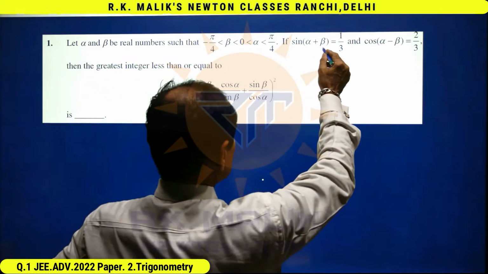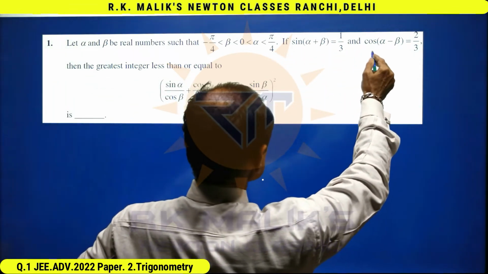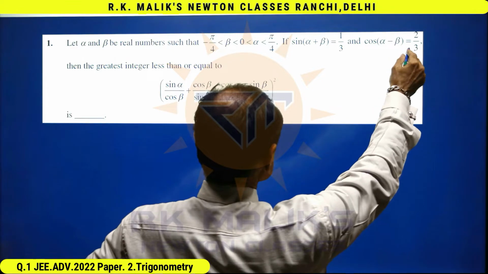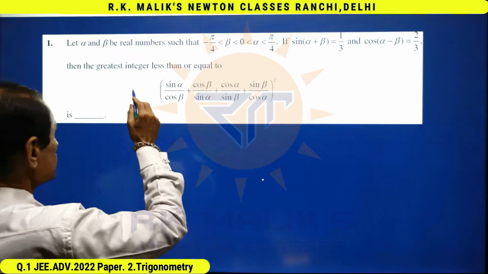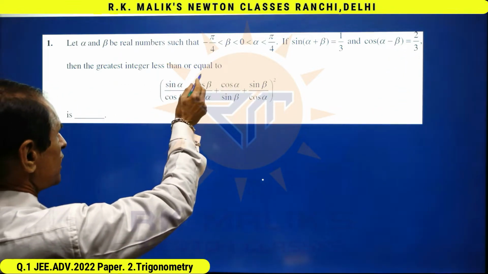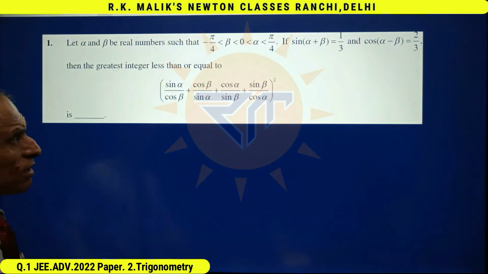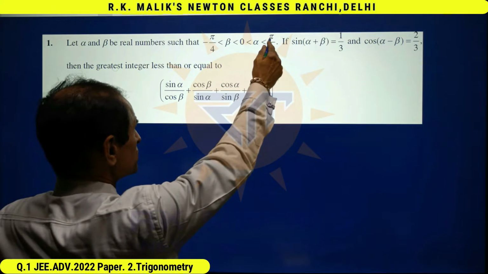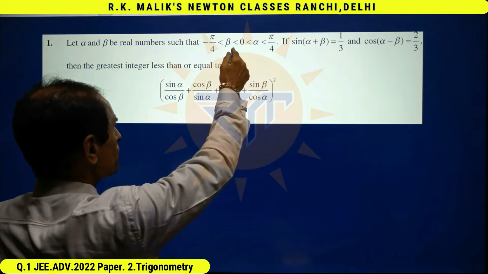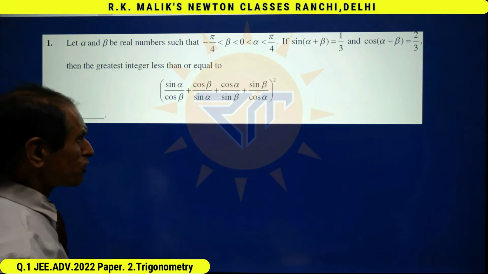If sin(alpha plus beta) is equal to 1 by 3 and cos(alpha minus beta) equal to 2 by 3, then the greatest integer less than or equal to this is. Clearly alpha lies between 0 and pi by 4, beta lies between minus pi by 4 and 0.